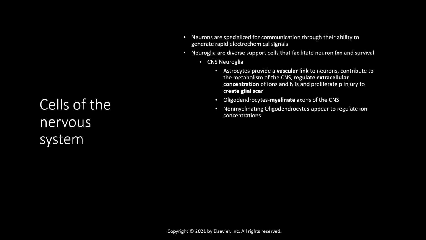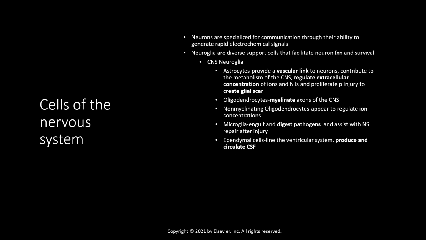Our non-myelinating oligodendrocytes appear to regulate ion concentrations. There's not a substantial amount of research about exactly what they do other than the ion concentration regulation, but we do know that there is a difference in their function because they do not myelinate. Microglia engulf and digest pathogens and assist the nervous system with repair after injury. Our ependymal cells line the ventricular system and produce and circulate our cerebrospinal fluid.